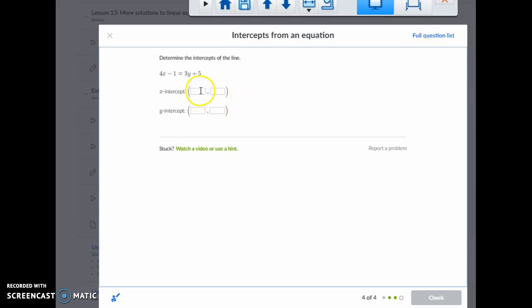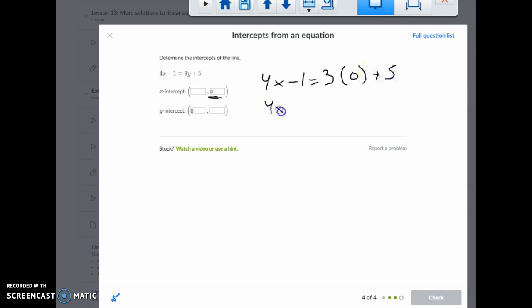Okay, so the x-intercept is when y equals 0, and the y-intercept is when x equals 0. So what you're going to do now is just plug in those values and solve for the one that's missing. So for example, 4x minus 1 equals 3 times 0 plus 5. So you have 4x minus 1 equals 3 times 0 is 0. So you just have positive 5.